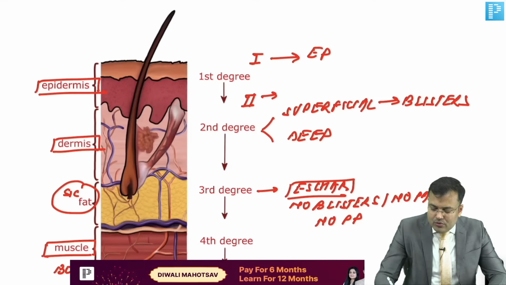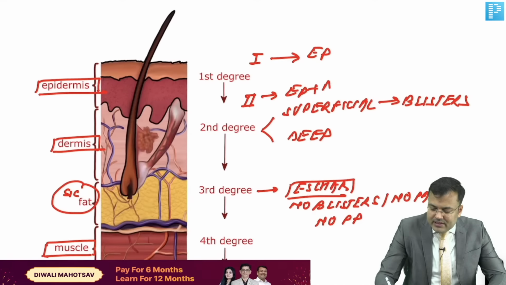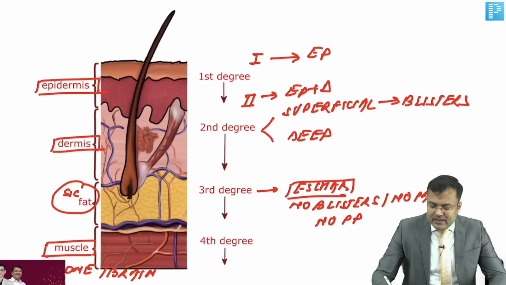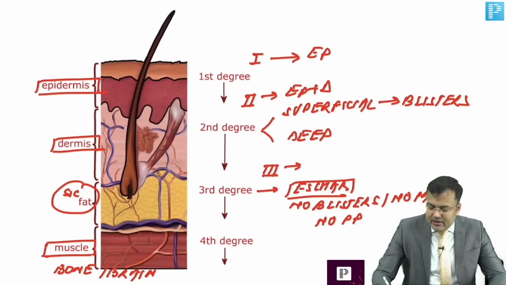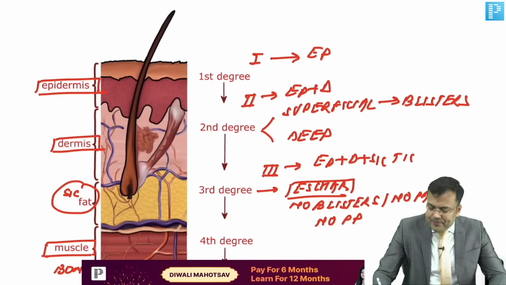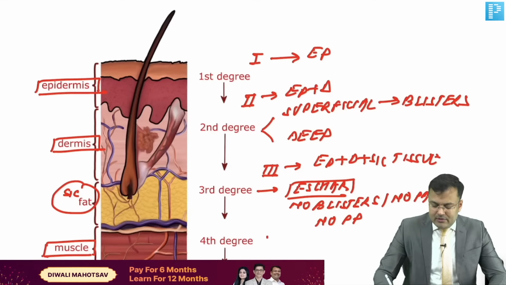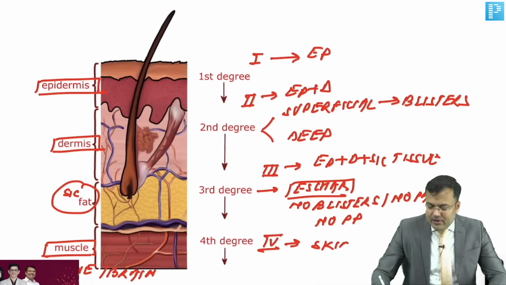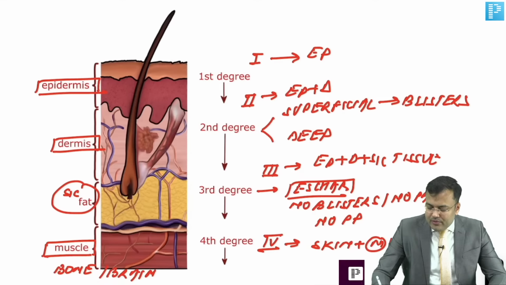In stage 2, there is involvement of epidermis plus dermis, meaning there is partial thickness skin loss. There is full thickness loss in stage 3, so epidermis plus dermis plus subcutaneous tissue. And in stage 4, apart from skin, there is involvement of underlying structures like muscle or bone.